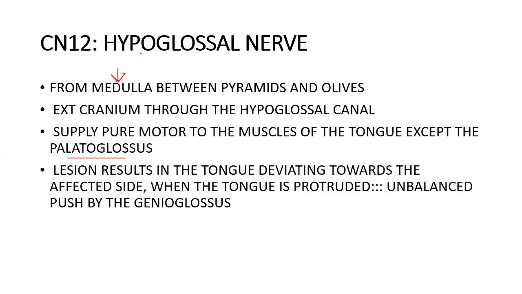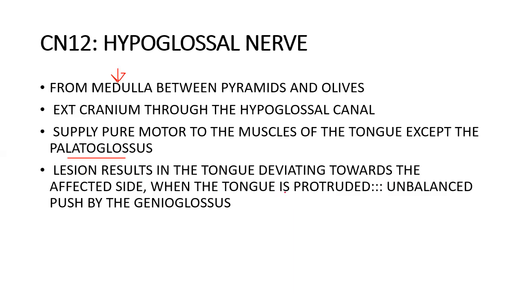So glossus, tongue, remember hypoglossal. So it supplies the muscles of the tongue, except the palatoglossus, because it's the muscle of the palate, of the soft palate. Right. Then lesion of this nerve results in the tongue deviating towards the affected side when the tongue is protruded.